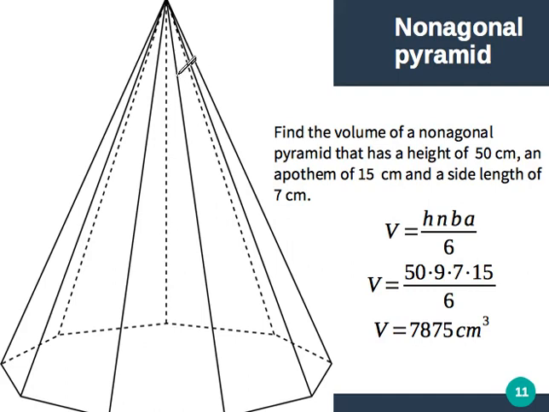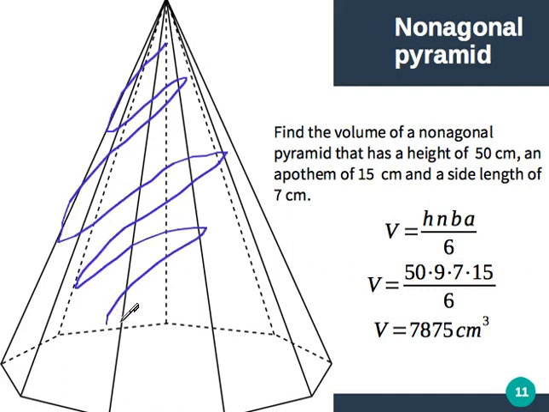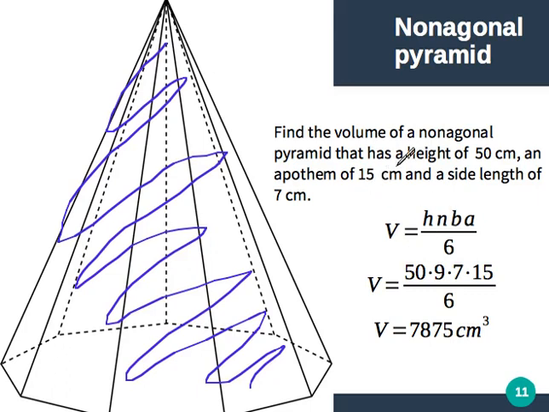How do we calculate the volume? What is inside this pyramid? How do we do that? Well, first we have to know how many sides we have, of course, as we just did. It's 9, so the n is 9. And it says it's a pyramid that has a height of 50 centimeters. So the height, which is from here to here, is going to be 50. And then the base, or the length of one of the sides, is in this case 7. And there's an apothem of 15 centimeters, which is the length from here to here, somewhere around there. And we multiply and divide by 6.